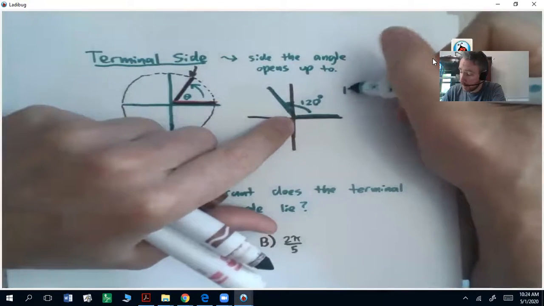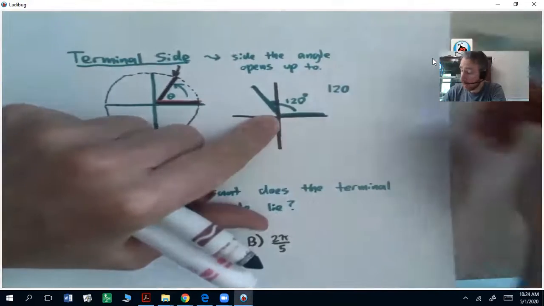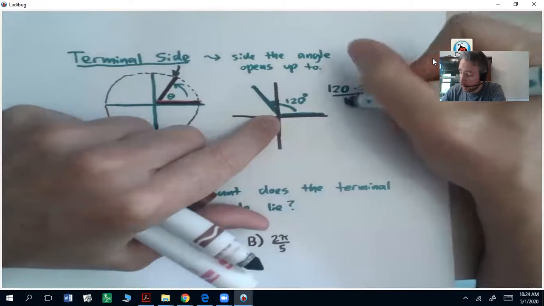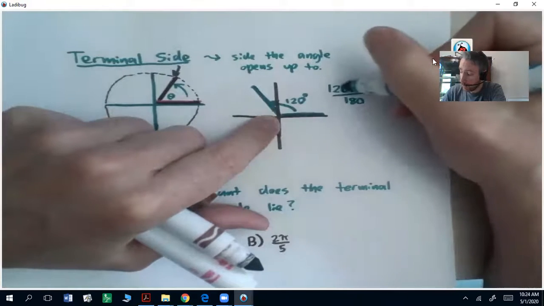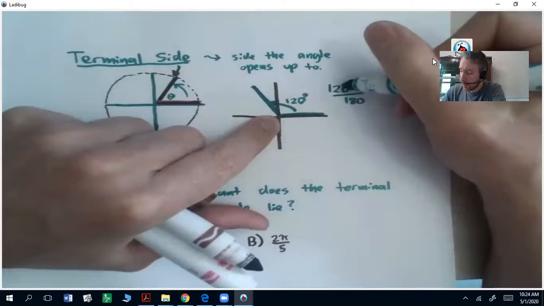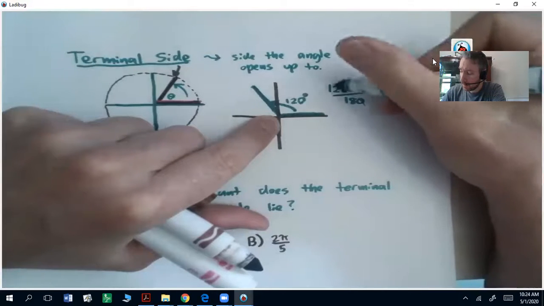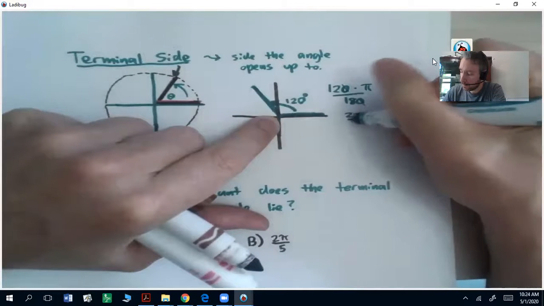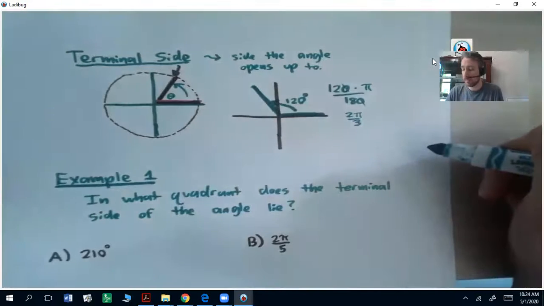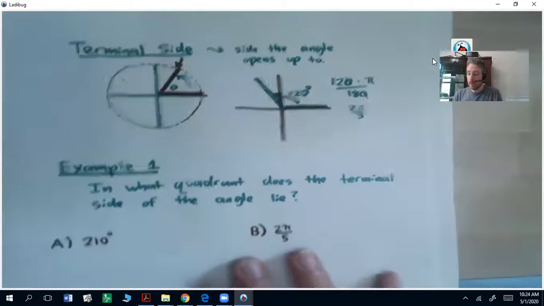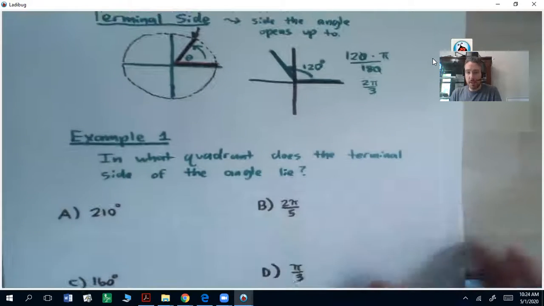120 degrees as radians, if you remember from a previous lesson, you would take that and multiply by pi over 180. And we can reduce 120 over 180 by dividing them and reducing the fraction. That's going to be 12 out of 18, and 12 out of 18 is 2/3. So that would actually be 2 pi over 3. So it could be a terminal side of an angle in radians, which would be 2 pi over 3. So a terminal side is just where the angle ends.